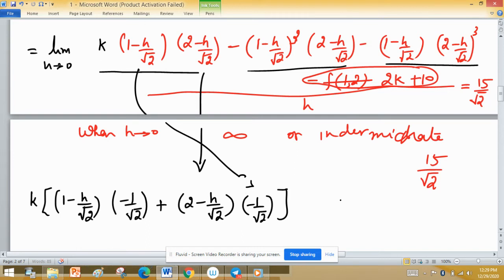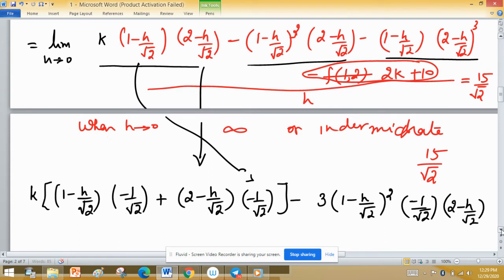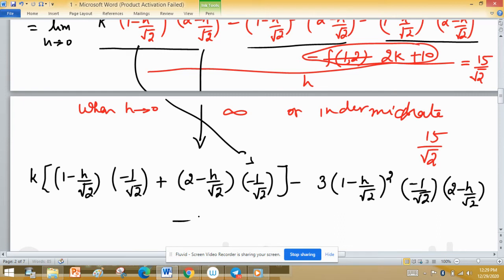Now the derivative of the second term: minus 3, (1 minus h upon root 2) whole square, and its derivative is minus 1 upon root 2, times the second bracket, 2 minus h upon root 2. Now the second term of the second term will be minus (1 minus h upon root 2) cube, and the derivative of the second one is 1 upon root 2.